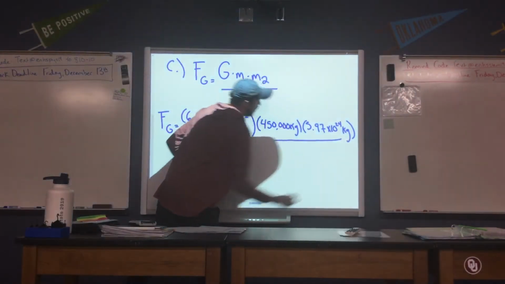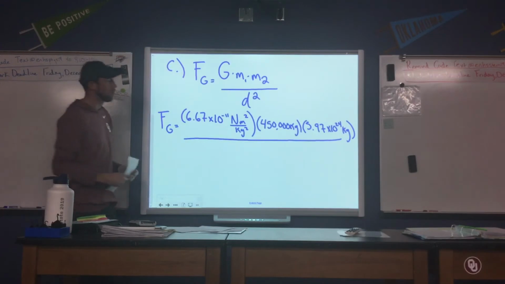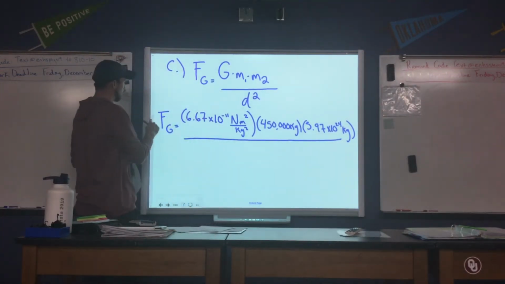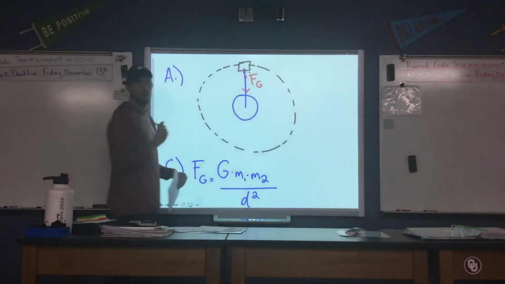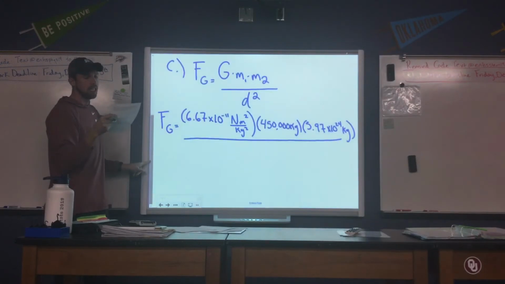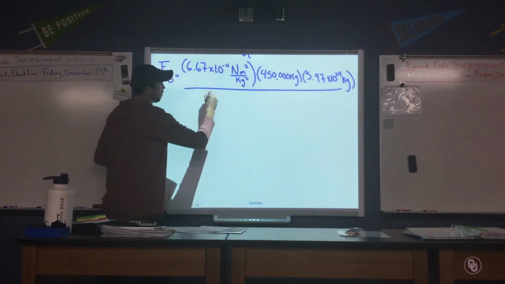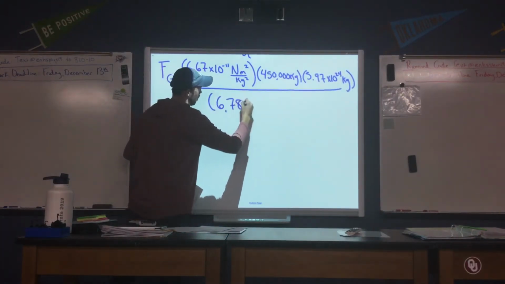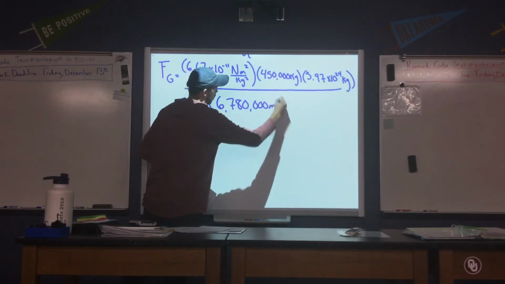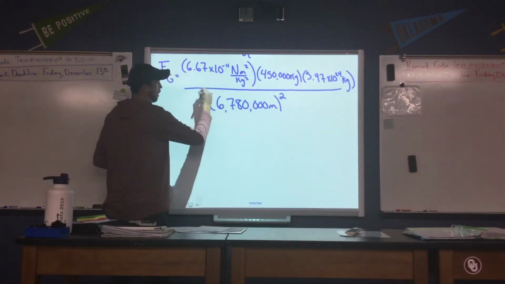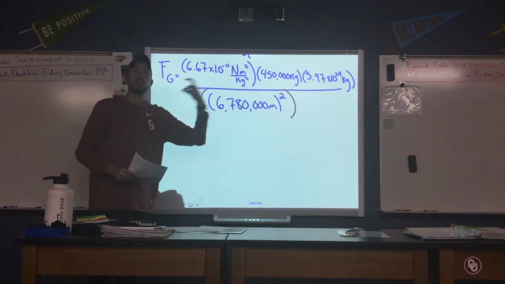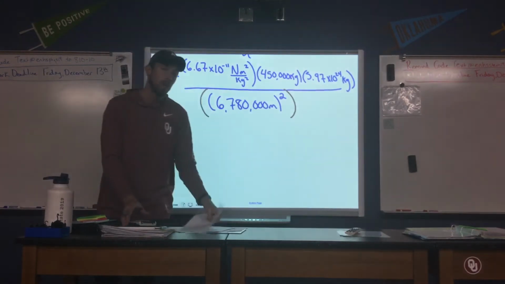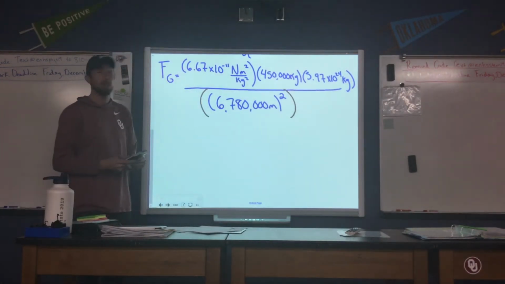So we have all the values in our numerator, G, M1, and M2. Now we have the value in the denominator, the distance between our objects from center to center. That we are told is 6,780,000 meters. So here we go. 6,780,000 meters squared. But we need to make sure, as we talked about in class, that when we plug this in, we tell our calculator to square the denominator first before dividing. If we don't, it's not going to process that equation properly.